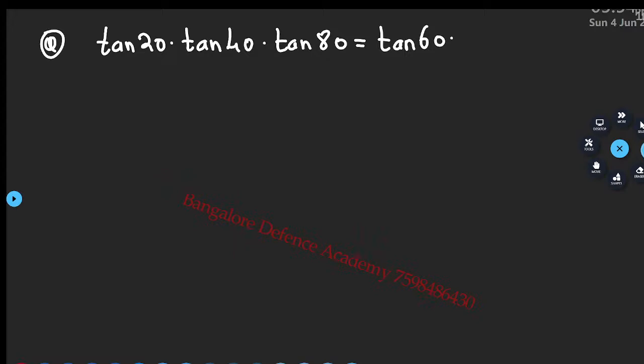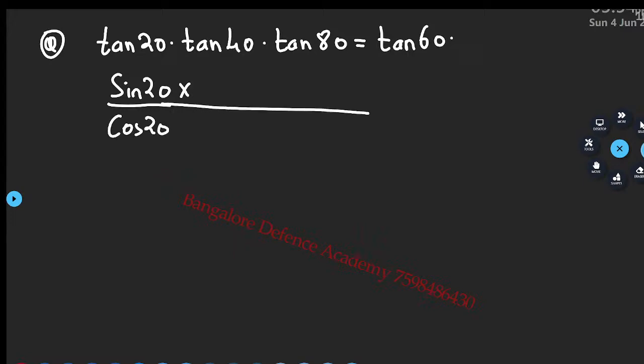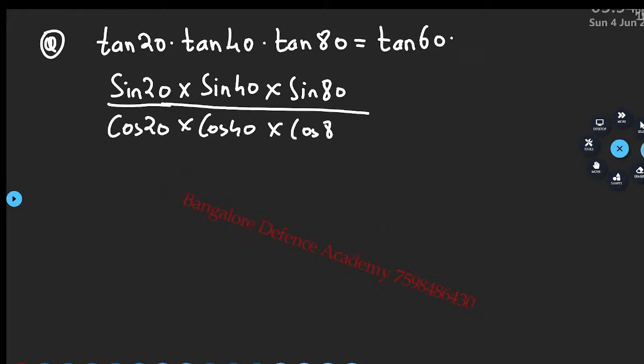What happened? I can hear many pages flipping here. Tan can be converted into. I will give you the clue, then you can solve. Tan can be converted into sine and cos. So sine 20 divided by cos 20. Okay. Now here what happens? Sine 40 into cos 40. Here what happens? Sine 80 into cos 80. Now for numerator you have to do the previous question method, and for denominator you have to do previous question method. Start doing it.